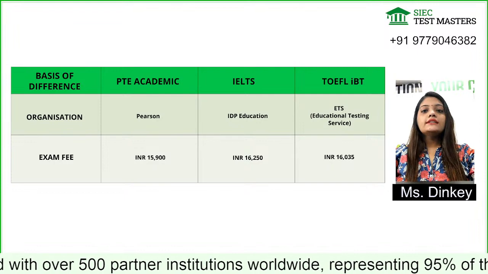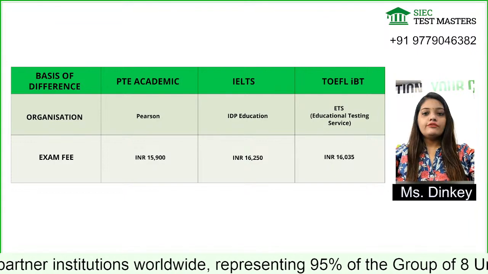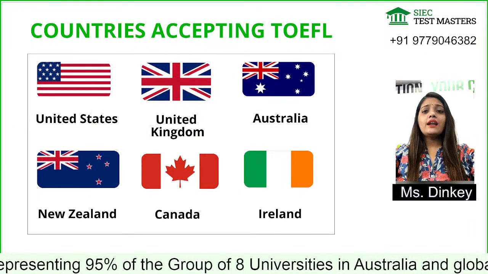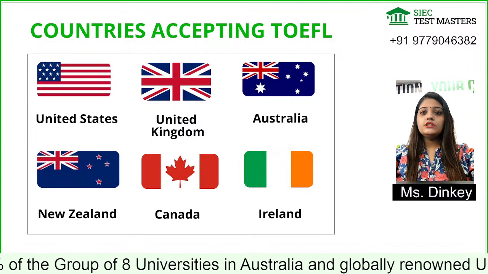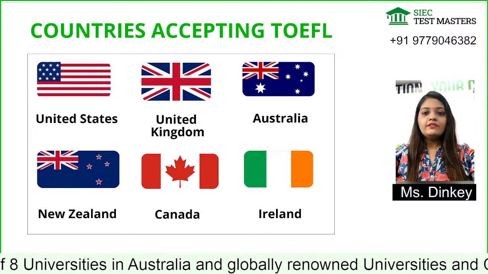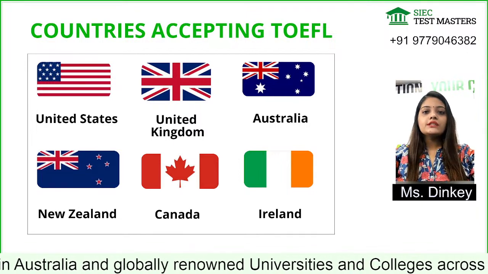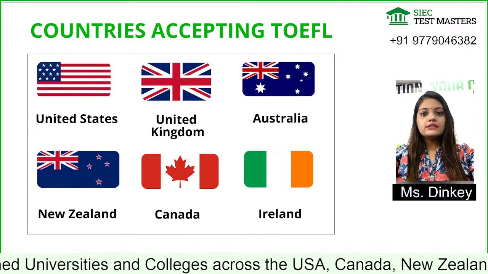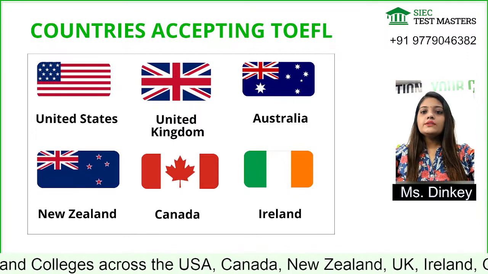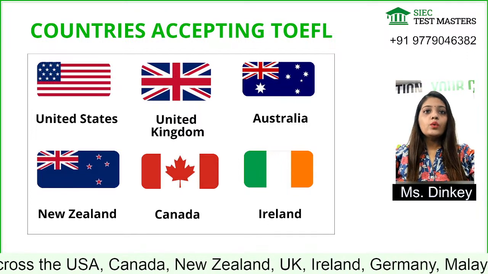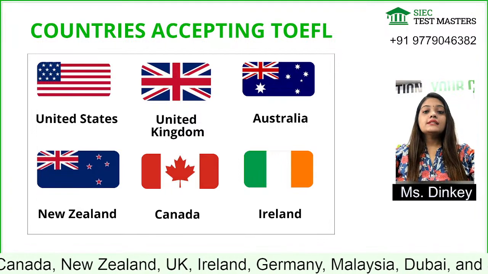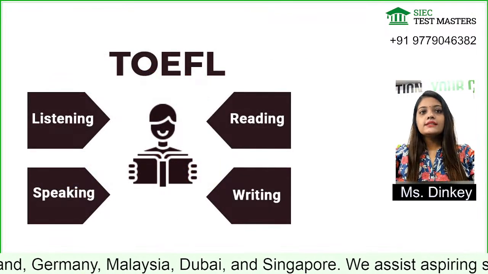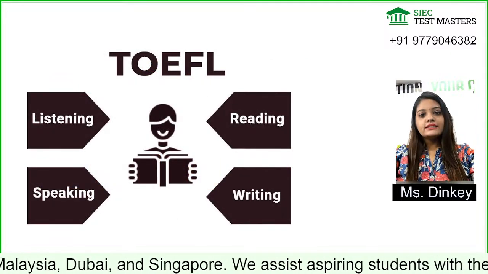Now, what are the different countries that accept TOEFL? TOEFL is accepted almost worldwide. It means almost all the countries accept the TOEFL as an entrance exam for the visa requirement as well as for the college requirement. Among those countries, there are certain countries like United States, United Kingdom, Australia, New Zealand, Canada, Ireland. So, moving to our next slide, that is the different modules in TOEFL. Now, there are four modules, that is listening, reading, speaking, and writing.